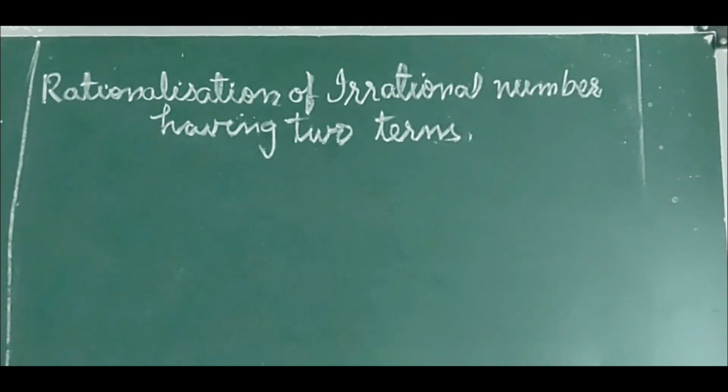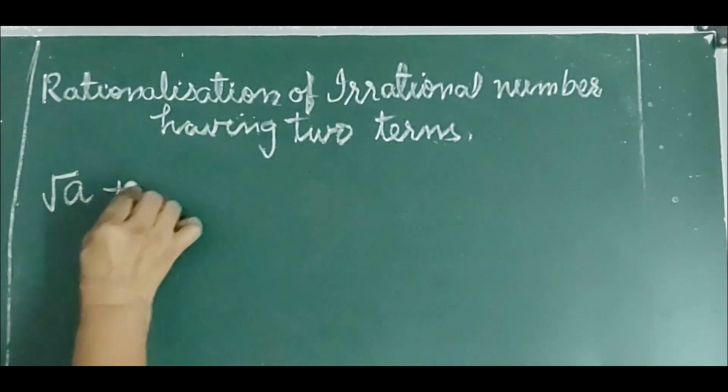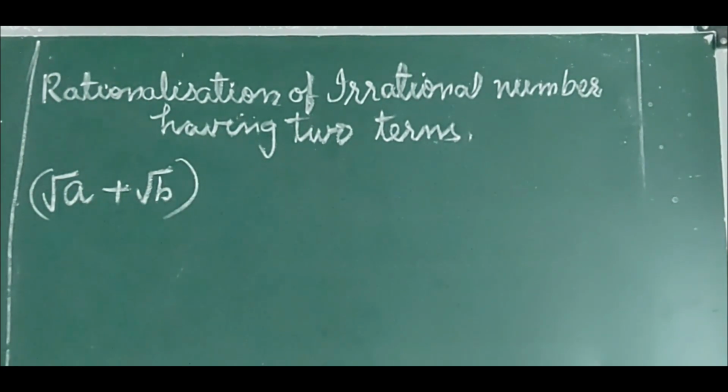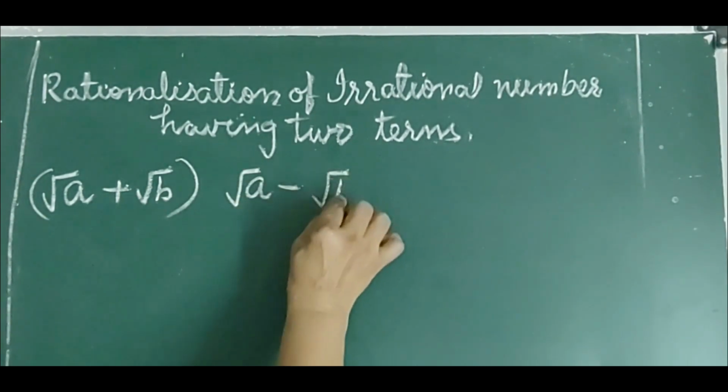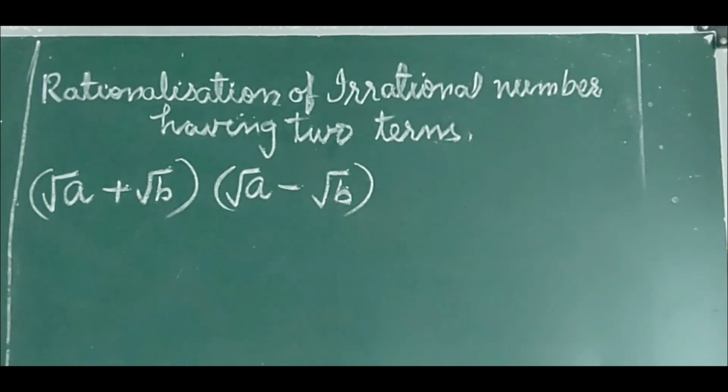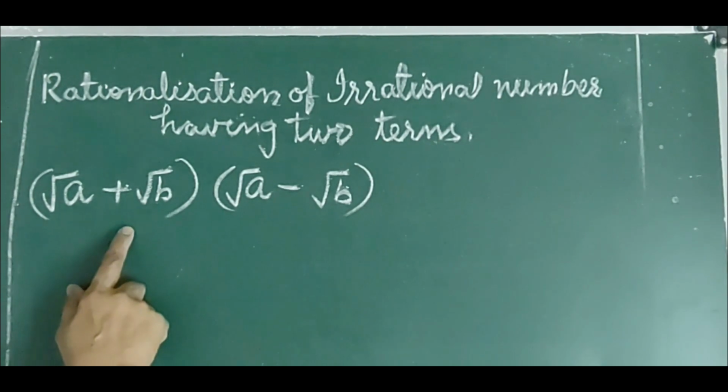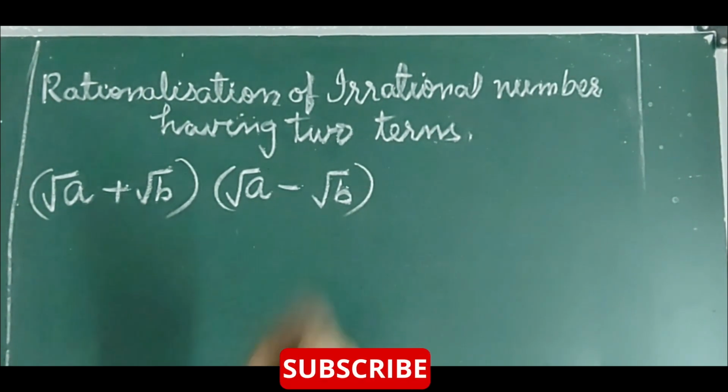Rationalization of an irrational number having two terms. In the first example, we have seen there is only one term, that is root 3. Now, let us see how to rationalize an irrational number having two terms. For example, root a plus root b is an irrational number having two terms, root a and root b. To rationalize this irrational number, we have to multiply with its conjugate. The conjugate of root a plus root b is root a minus root b. So, we have to multiply this root a plus root b by its conjugate root a minus root b.